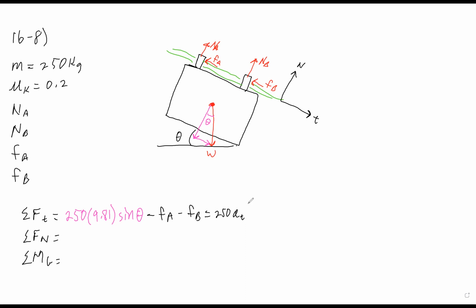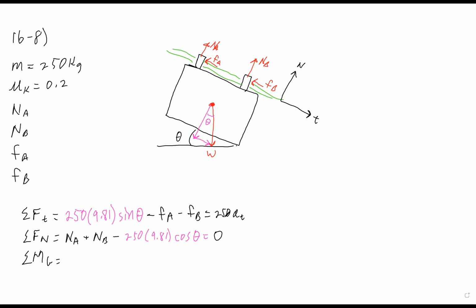All right, sum of the forces in the normal direction. We're going to have the normal force of A plus the normal force of B. And then the weight is going down, basically, so minus, and I'm going to try and be consistent with the colors, 250 kilograms times the acceleration due to gravity, times cosine theta. Now, we do not expect the slab to go off of the rail, so the mass times the normal acceleration is going to be 0.